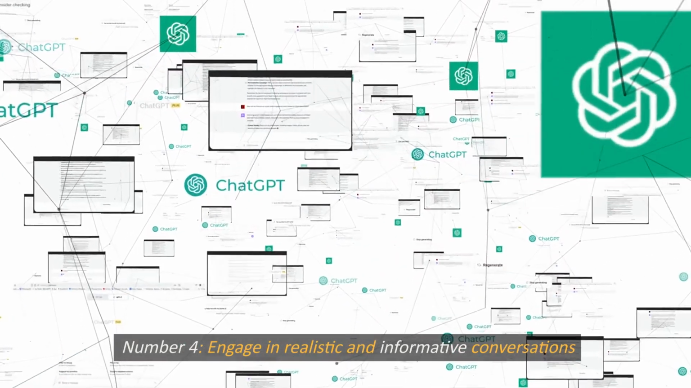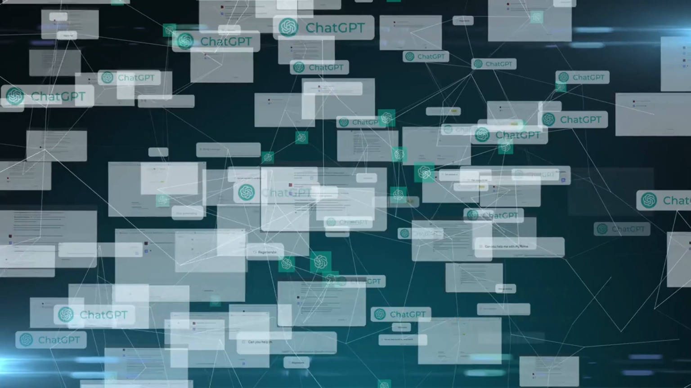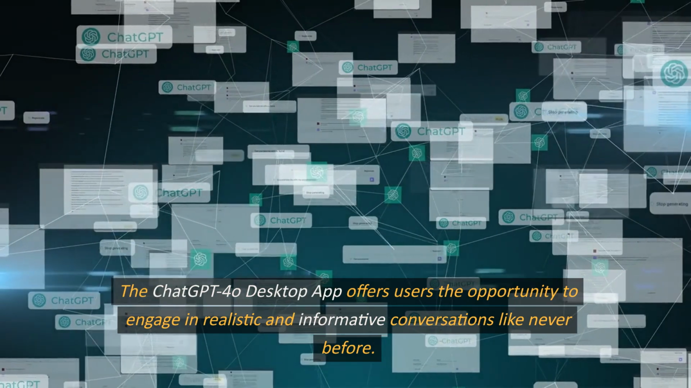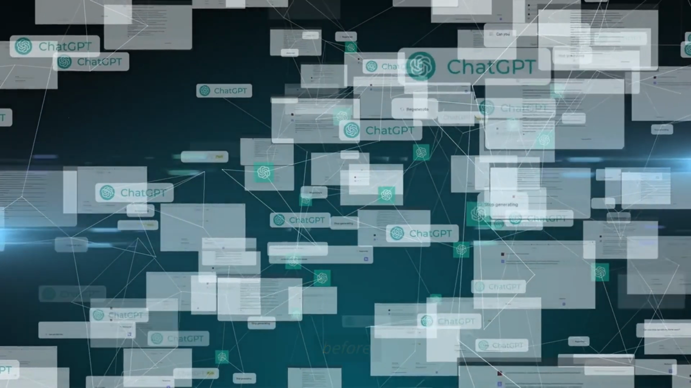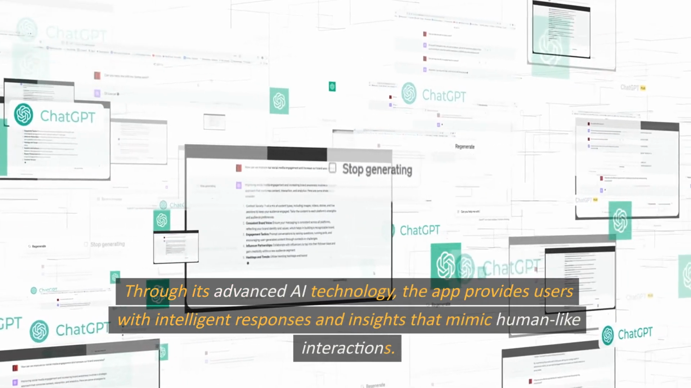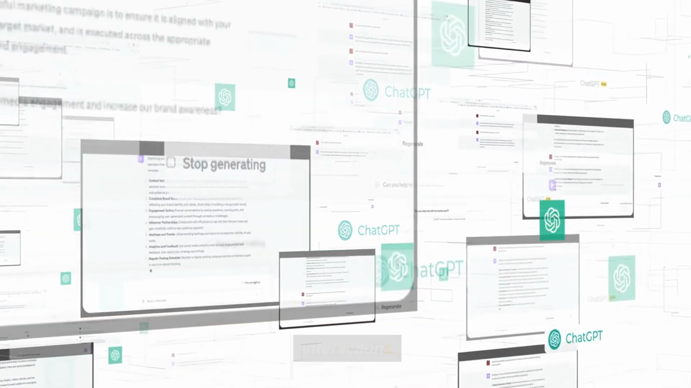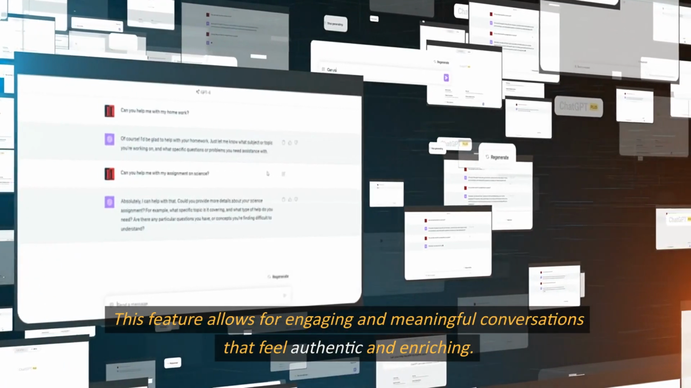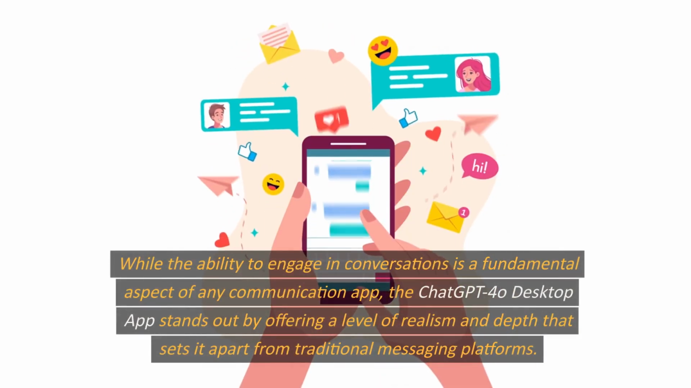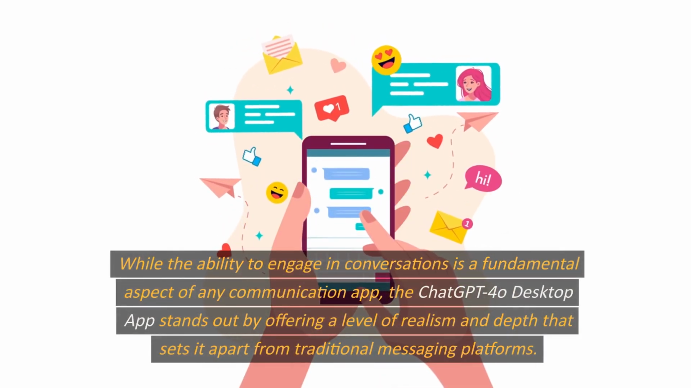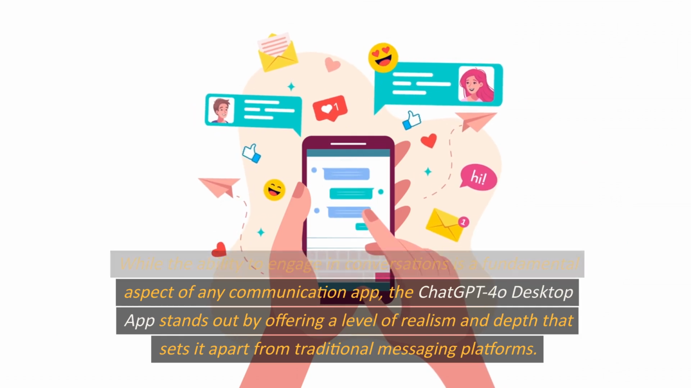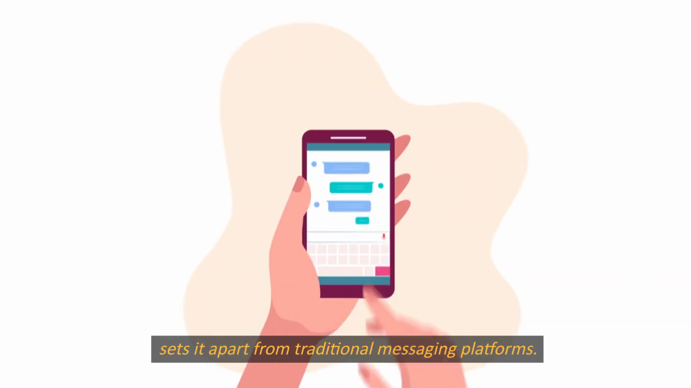Number 4. Engage in realistic and informative conversations. The GPT-4o desktop app offers users the opportunity to engage in realistic and informative conversations like never before. Through its advanced AI technology, the app provides users with intelligent responses and insights that mimic human-like interactions. This feature allows for engaging and meaningful conversations that feel authentic and enriching. While the ability to engage in conversations is a fundamental aspect of any communication app, the GPT-4o desktop app stands out by offering a level of realism and depth that sets it apart from traditional messaging platforms.